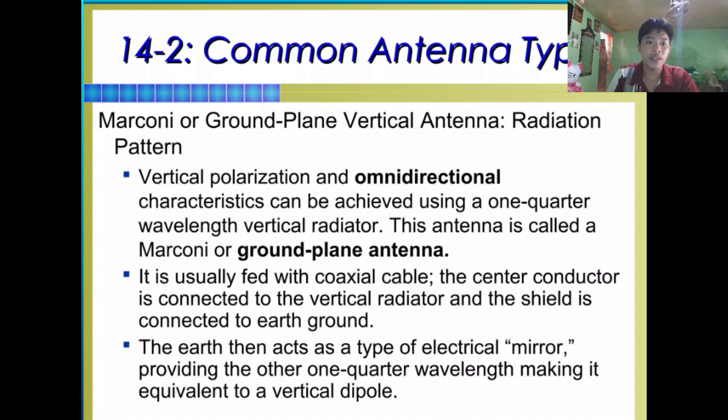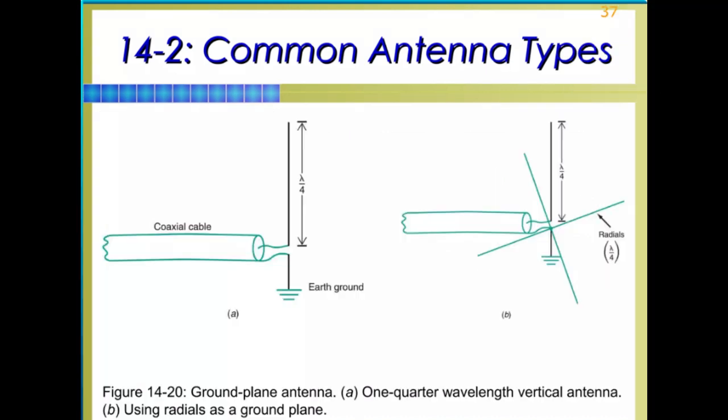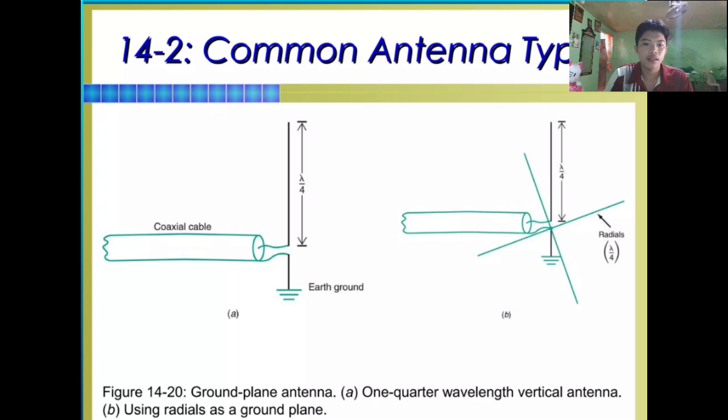It is usually fed with a coaxial cable. The center conductor is connected to the vertical radiator and the shield is connected to earth ground. The earth then acts as a type of electrical mirror, providing the other 1/4 wavelength, making it equivalent to a vertical dipole. This figure shows a ground plane antenna. In picture A, a 1/4 wavelength vertical antenna, and in picture B, using a radial as a ground plane.